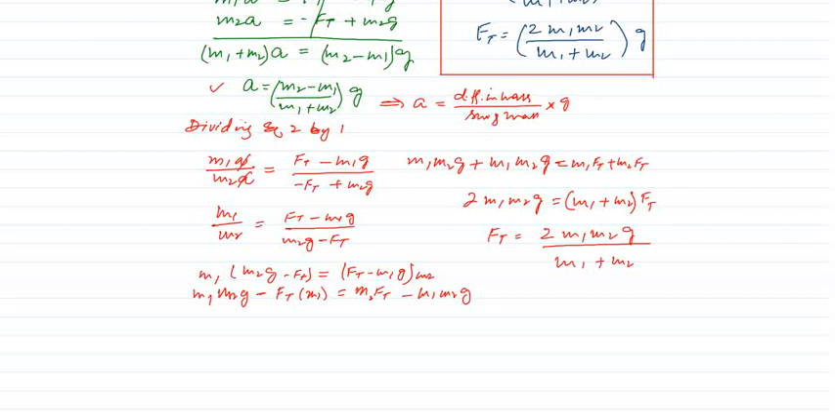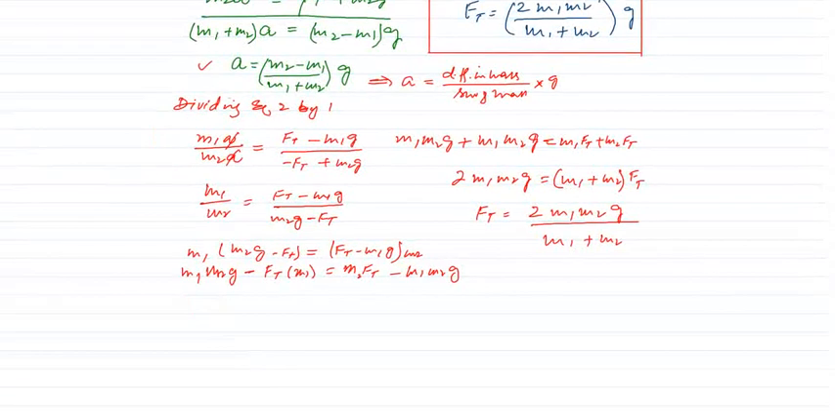So it is m1 m2g minus ft m1 equals m2 ft minus m1 m2 g. So we just keep ft and the g's on two sides: m1 m2 g plus m1 m2 g equals m1 ft plus m2 ft. So this will become 2 m1 m2 g, and if we take ft common, it will be ft times m1 plus m2. So this will go here, and the ft will be equal to 2 m1 m2 over m1 plus m2, times g.